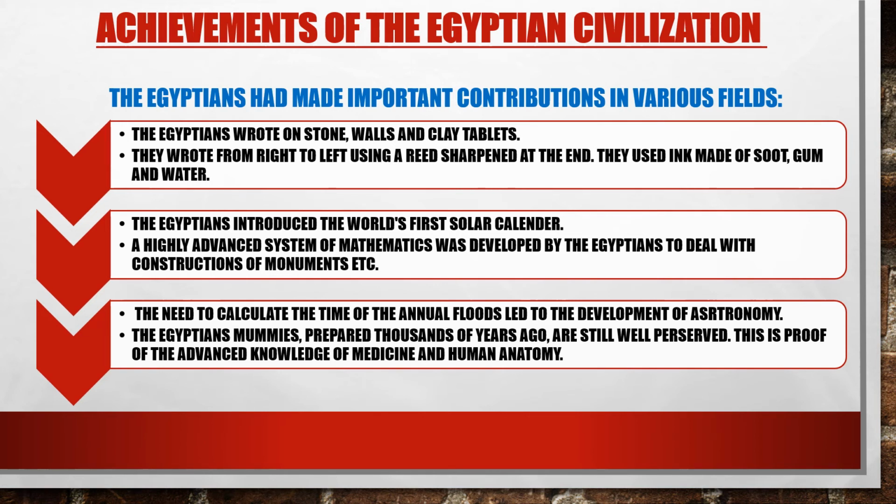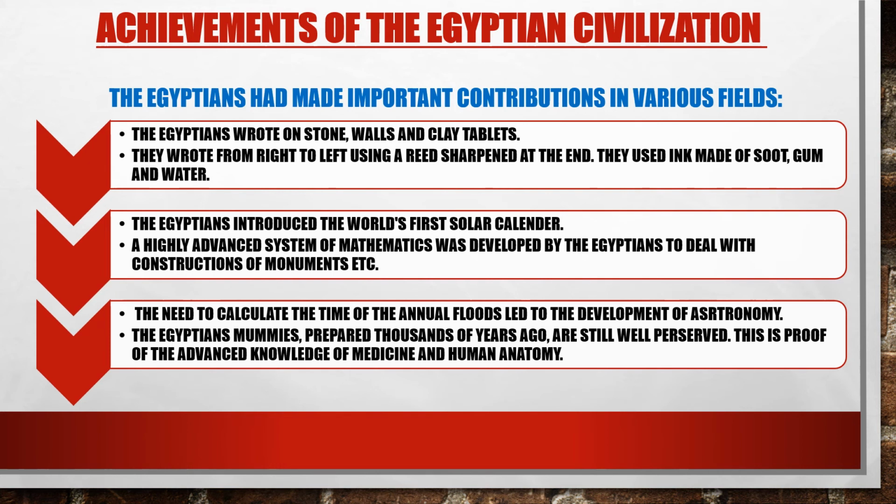Not only this, a highly advanced system of mathematics was developed by the Egyptians to deal with tasks such as the construction of pyramids and other monuments. They also did land surveys and the calculation of revenue. Next, the need to calculate the time of the annual floods led to the development of astronomy. The Egyptians were the first to make an instrument to observe the movements of stars and planets. They also invented the water clock to read the time at night.